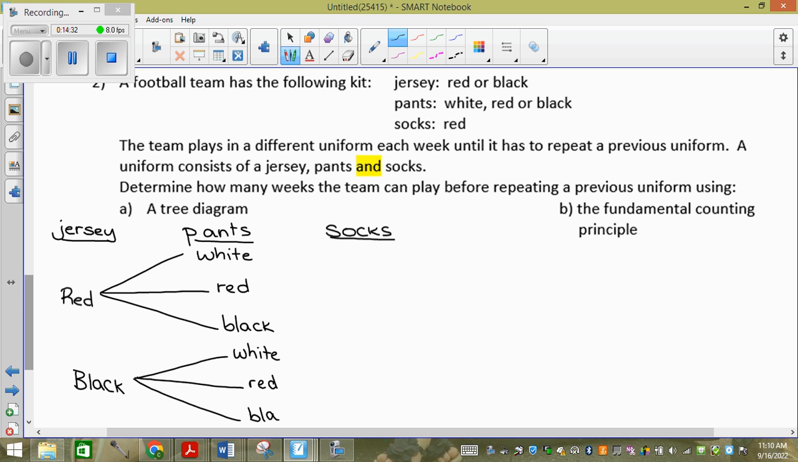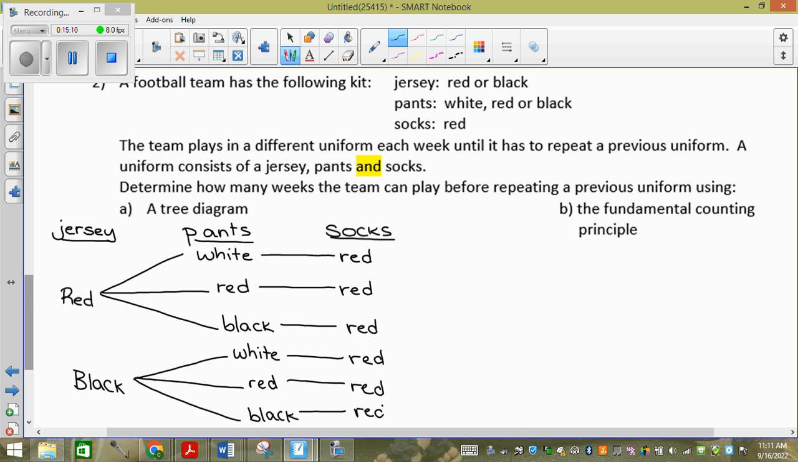And if we stopped at just the jersey and pants, we would have 6 different outfits, right? But now they add socks to the mix. How many different socks branches am I going to have off of each of these ones? 1, because I only gave 1 type of socks, right? So we're going to have red, red, red. So this physically shows 6 different outfits. You can actually see the different colors of each of the items, correct? You can actually see the outcomes.